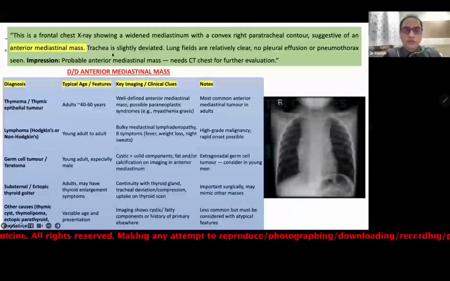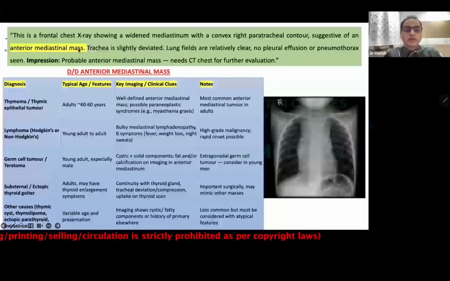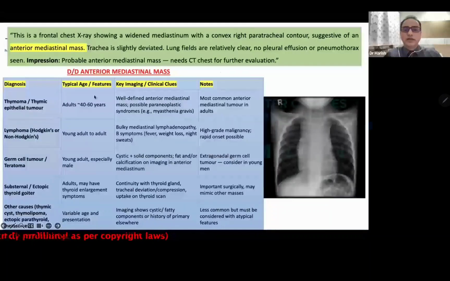So the trachea is slightly deviated, lung fields are relatively clear, no pleural effusion, pleural spaces are clear. There is no pneumothorax. So the impression is probable anterior mediastinal mass. But we need CT for further evaluation and confirmation.